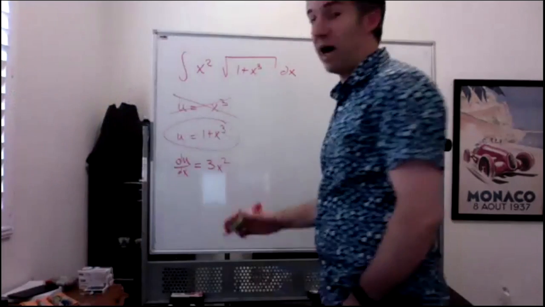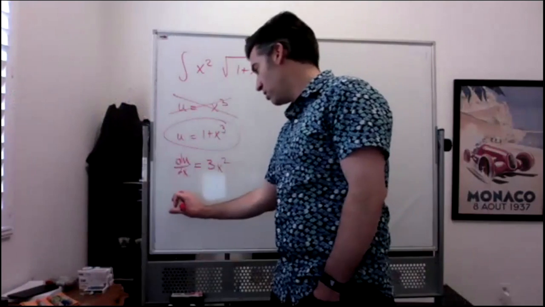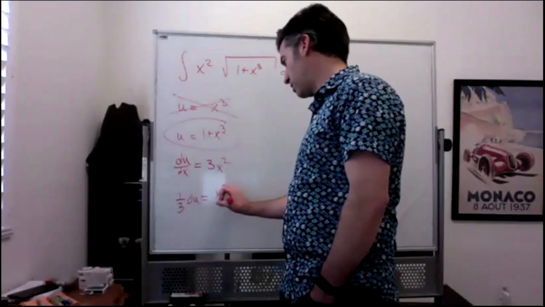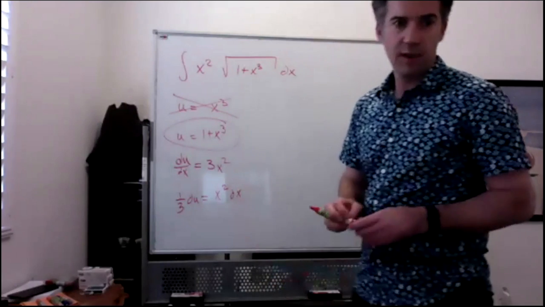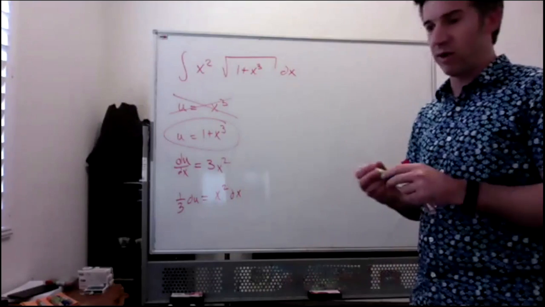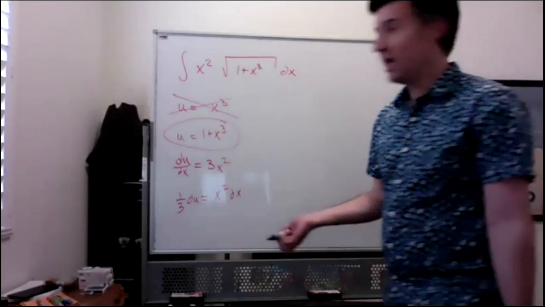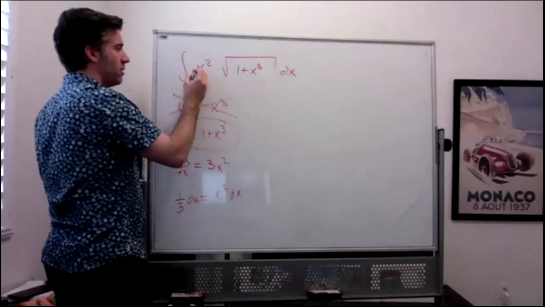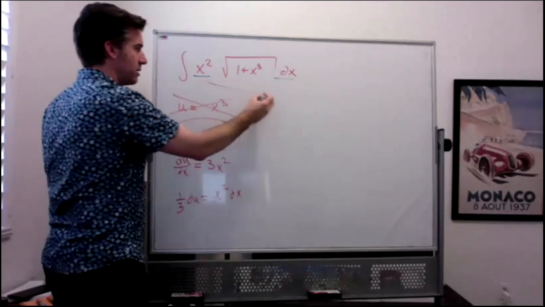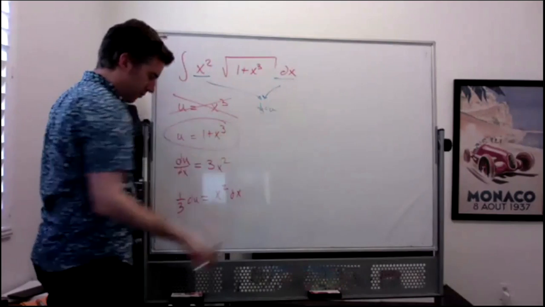So here's how I'm going to do this. I'm going to multiply both sides by 1/3. So 1/3 du equals x squared dx. Again, there are usually multiple ways of doing this kind of problem. You should do it whatever way you think is best, but this is the way I like to do it. I see that my integral has an x squared dx, right? I'm going to take that x squared dx and replace it with a 1/3 du.